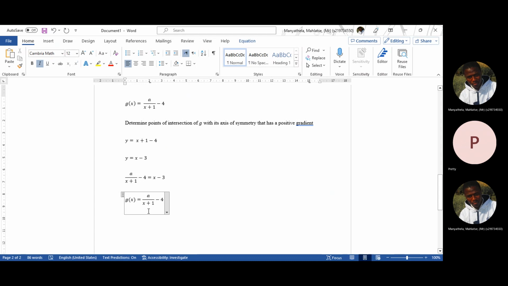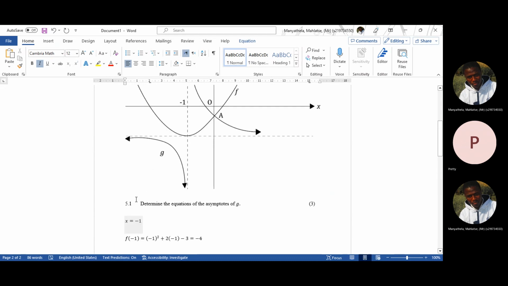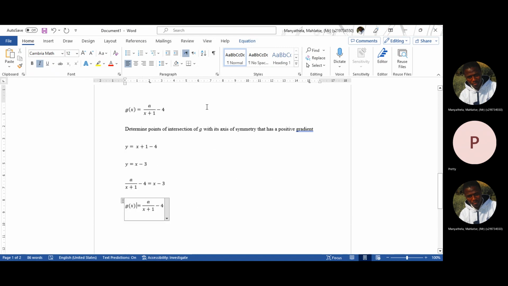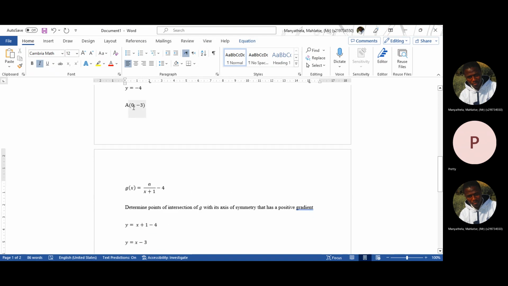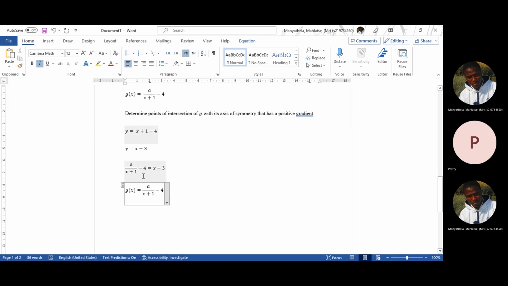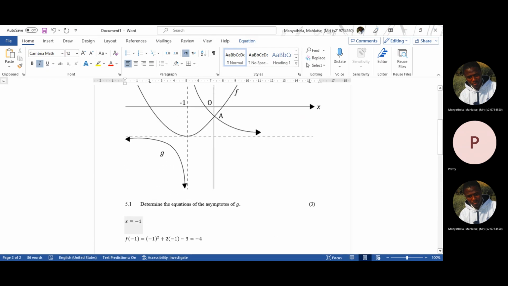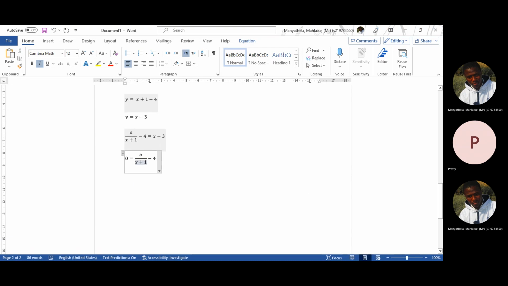G of x. Point A is marking the y-intercept on this graph again. Point A relates 0 and negative 3, so y is negative 3 and x is 0.